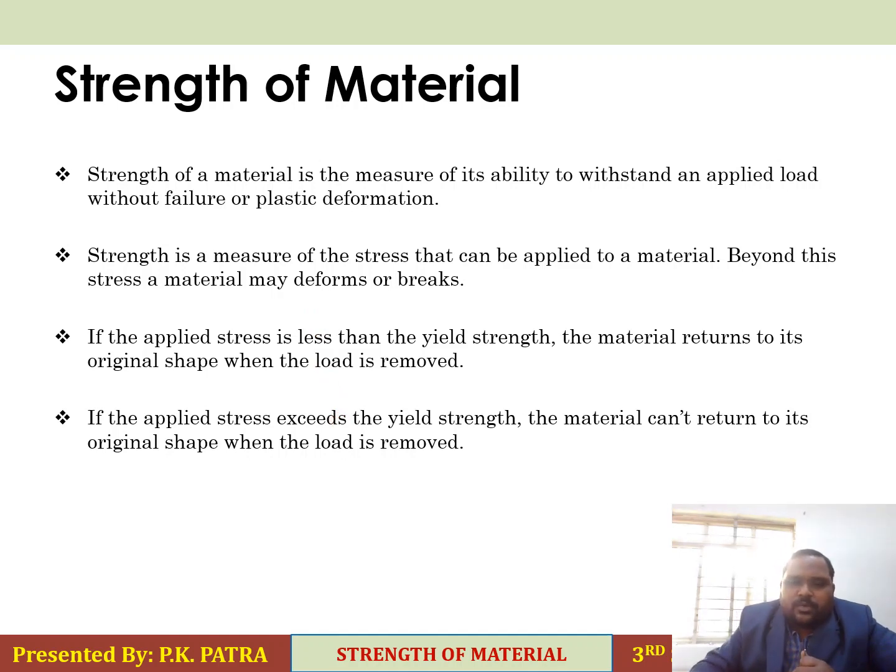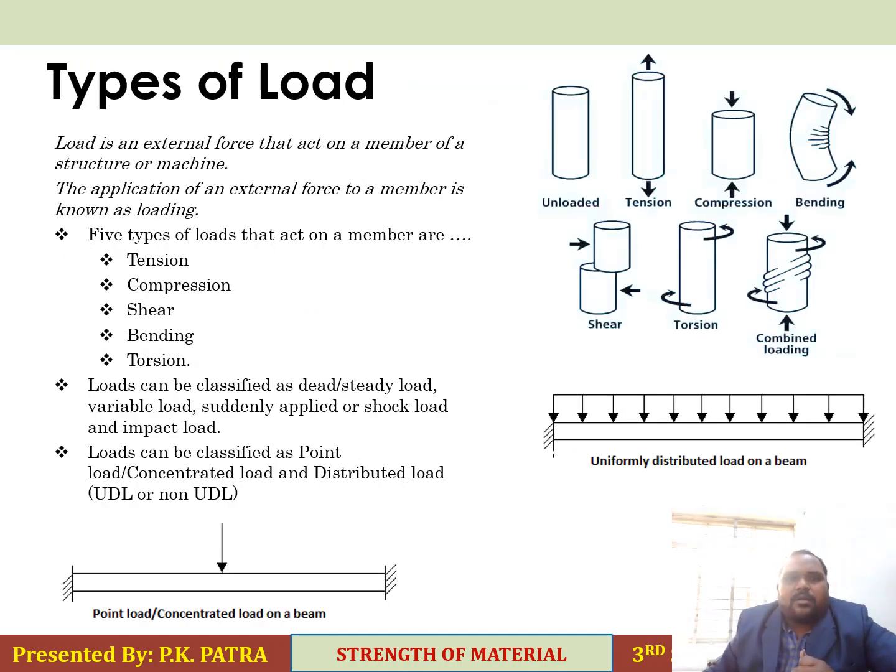Okay. So next, types of loads. On a material, different kinds of loads may act. So what is that load? Load is the external force that acts on a member of a structure. So you can see if it is a beam or column, external load will act upon that. Due to the action of external load, that beam may bend. Yes, the beam may shear, some kind of failure will be there. So load is the external force.